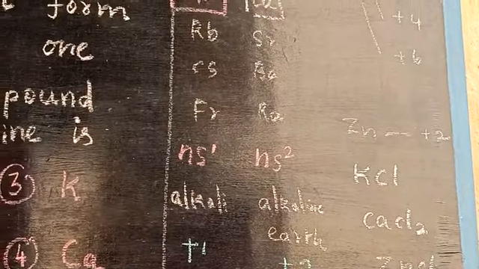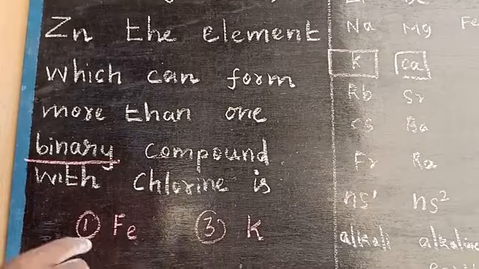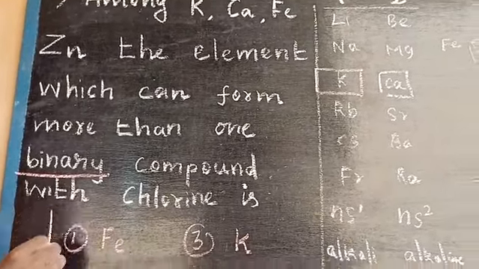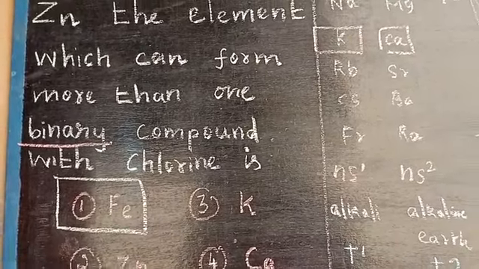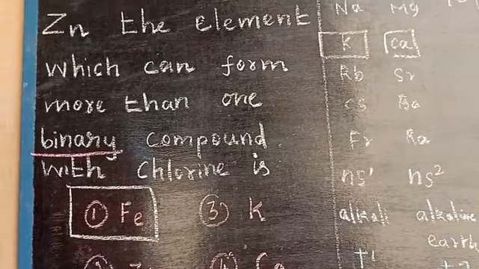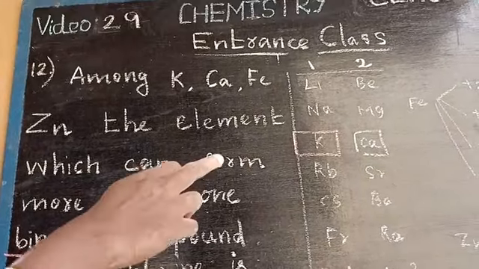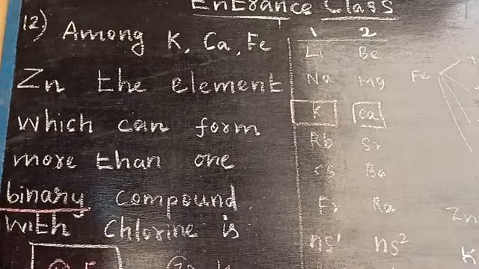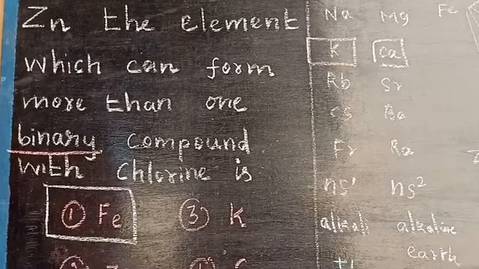So see the question: more than one compound. Which one is the correct option? Among these, the correct option is iron, because it exists as more than one compound, ferrous chloride as well as ferric chloride. Okay children, so with +2 and +3 oxidation states, it produces more than one compound.